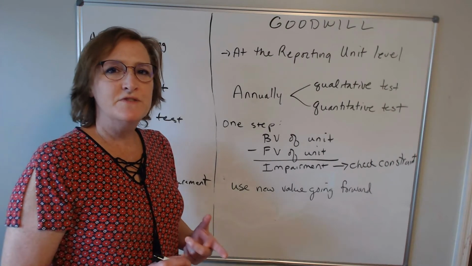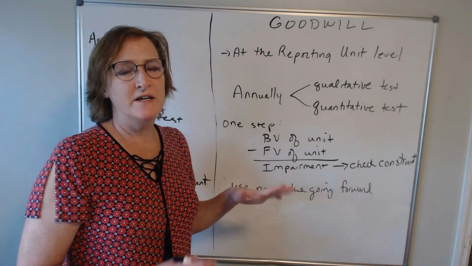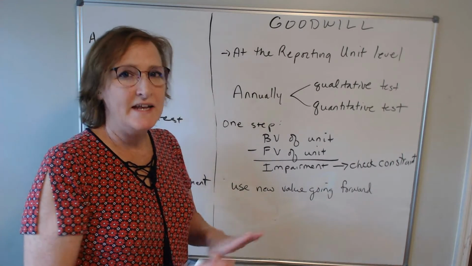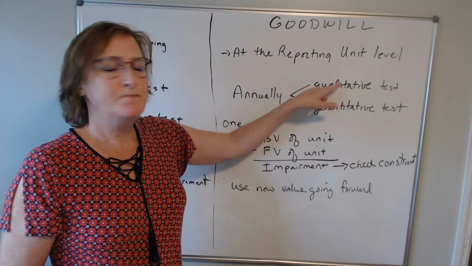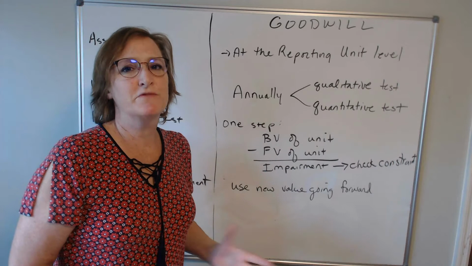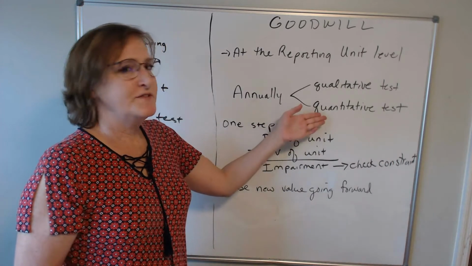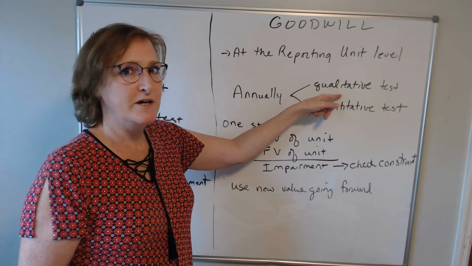Similar to the indefinite life intangibles, we test annually. It doesn't have to be done at the exact end of the year. You can do it at any point during the year. It can be done either as a qualitative test or a quantitative test. And again, for the qualitative test, you look at a group of factors. A quantitative test is required if it's more likely than not that there's been an impairment.